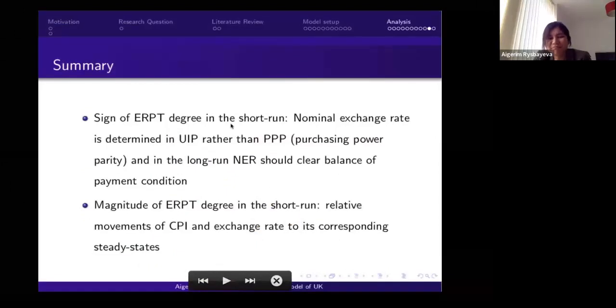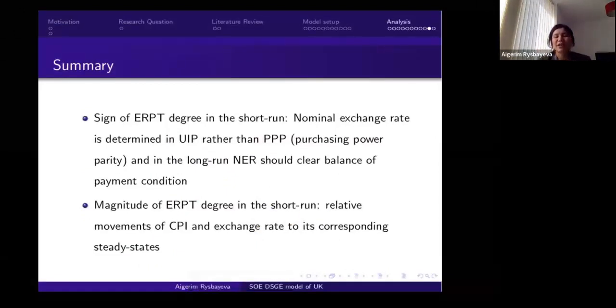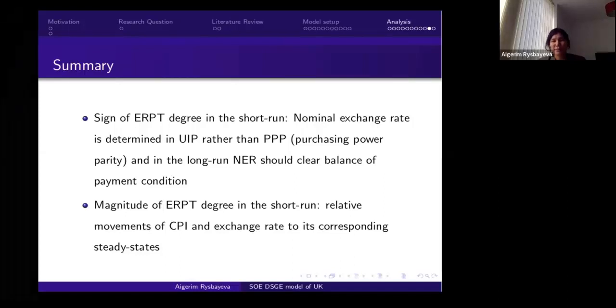I think I will just make a summary here. So what can we summarize is that the short-run pass-through degree is quite different across different models, for simple regressions or for general equilibrium models.